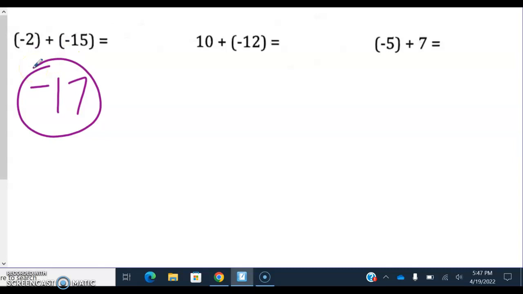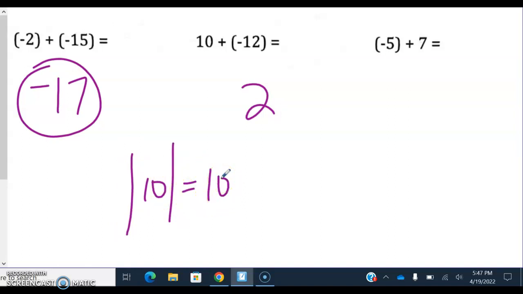All right, different signs, subtract. So let's subtract as if there weren't any signs. 12 minus 10 is 2. And then I want to take the sign of the greater absolute value. Well, what's the absolute value of 10? That's 10, 10 from 0.